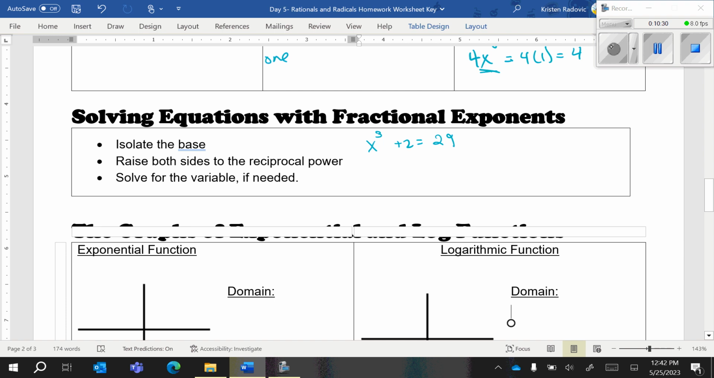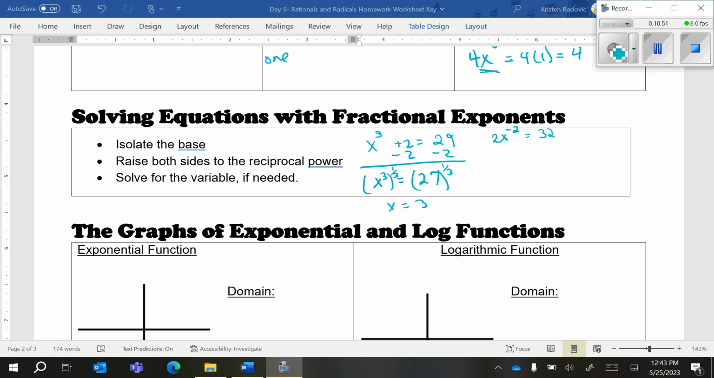If you have something like this, you're going to isolate the base, you're going to get rid of the 2, and you get x cubed equals 27. You're going to raise it to the reciprocal power, which is 1/3. And in your calculator, 27 to the 1/3 is just 3. So x would equal 3.